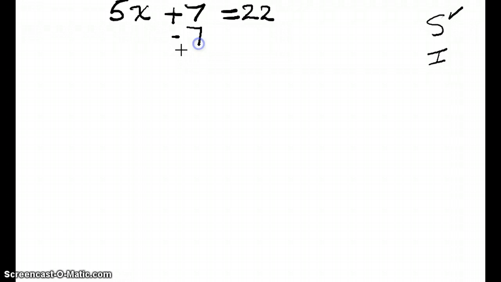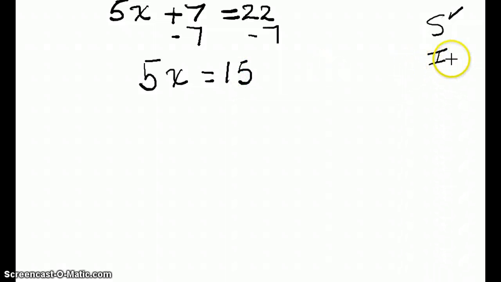I have a positive 7, so I'm going to have a negative 7, and I hope you're starting to get into the habit of immediately writing the opposite, so I write the exact same thing on the other side. I don't do anything else until I've copied my operation here. This is a negative 7, so I immediately write a negative 7. I'm now left with 5x equals 15.